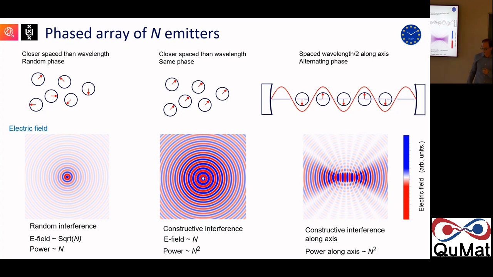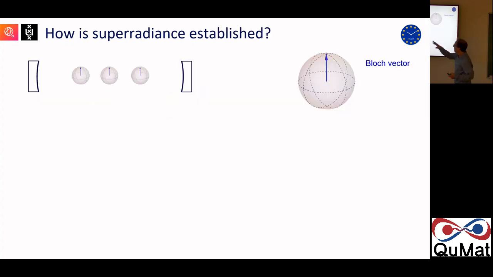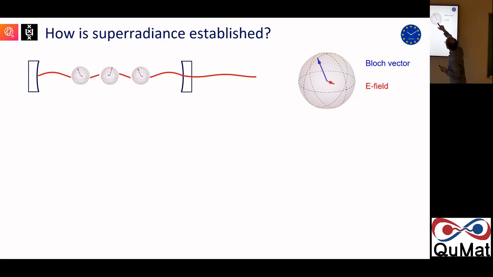Now let's put it all together. Imagine you have many optically excited atoms in your cavity. At some point, one of these atoms will start emitting a photon. This photon will build up a little electromagnetic field in the cavity. And this electric field will torque the Bloch vector, if you know the Bloch vector, a little bit.